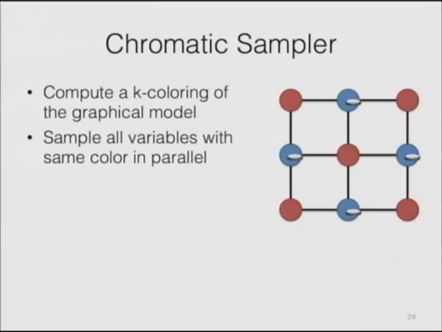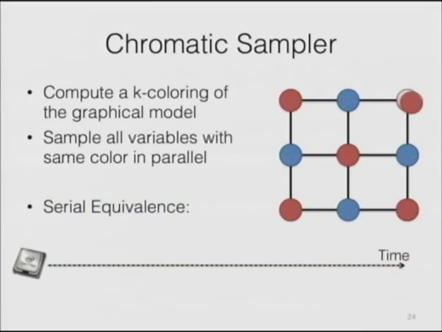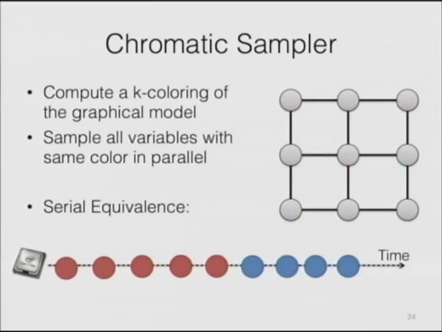Now, what's kind of neat about this is I actually can show that this corresponds to a linearization, that they're serial equivalents, that I can take variables of the same color and place them on a chain. And this is equivalent to having executed my serial Gibbs sampler in this pattern. And that's very powerful. It lets me reason about the parallel execution.